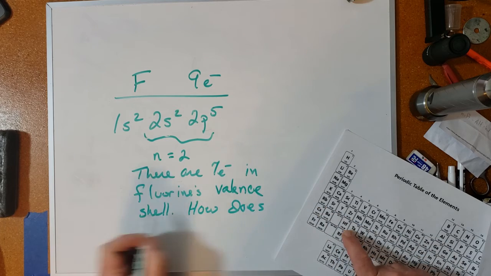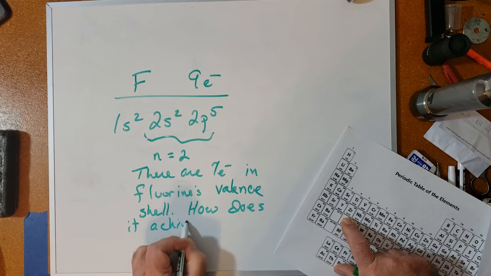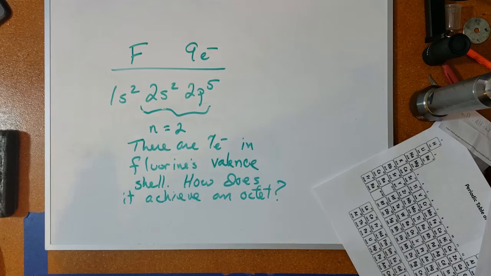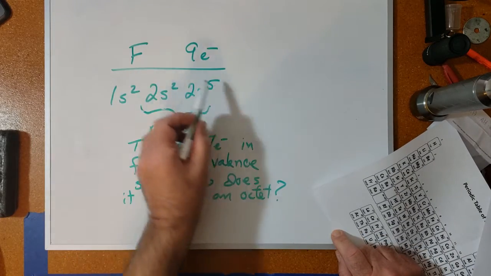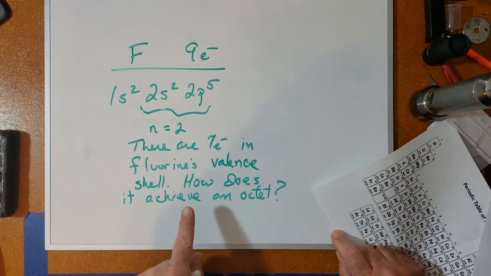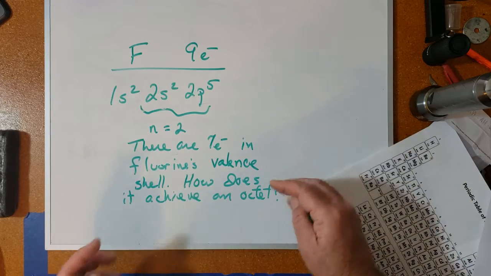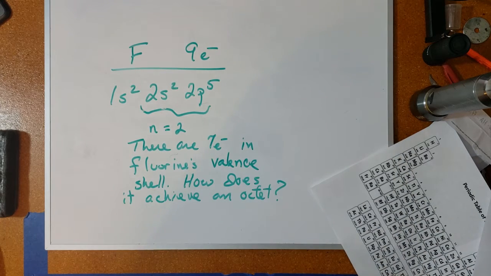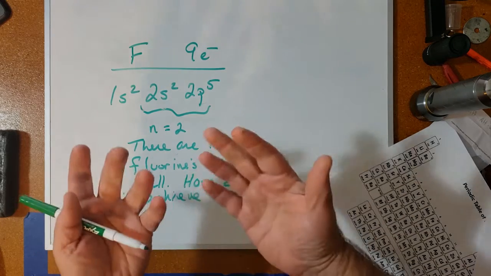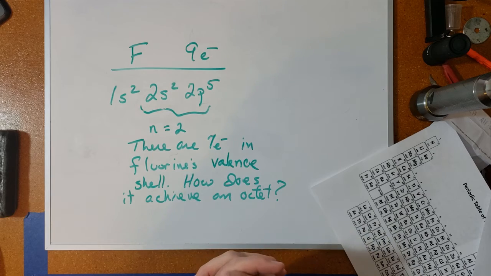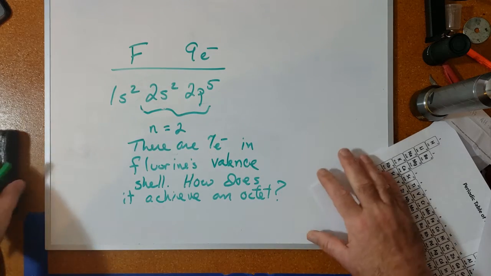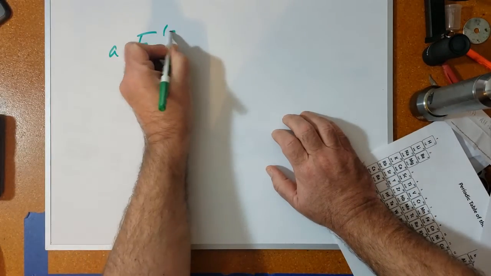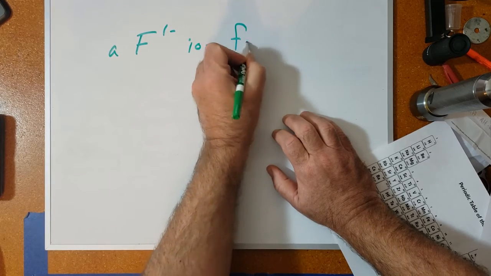How does it achieve an octet? Fluorine with 9 electrons has this configuration. There are only 7 valence electrons. How does it achieve an octet? Well, obviously, an octet being 8 electrons, we only need to add 1 electron to fluorine in order for it to achieve an octet. If an atom gains an electron, we then call it an anion, a negatively charged ion. And in this case, we would say a fluorine 1- ion forms.